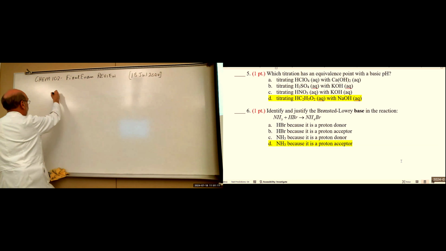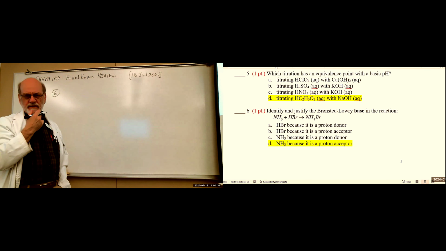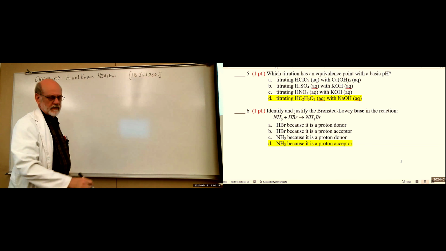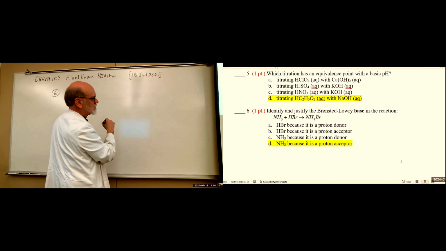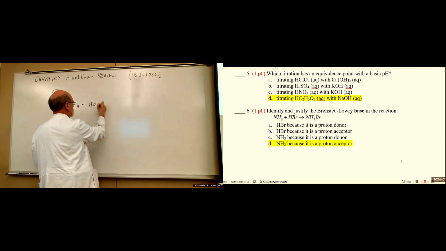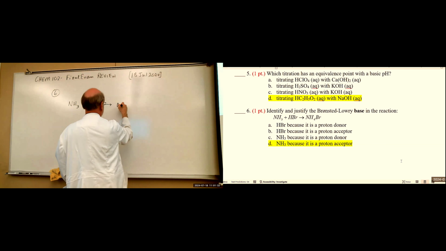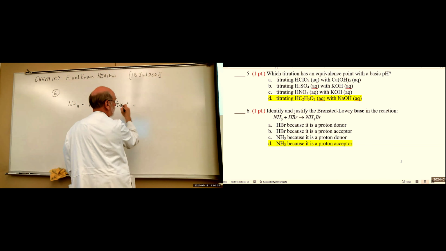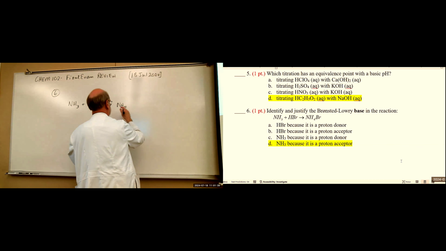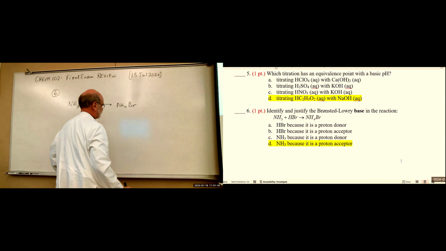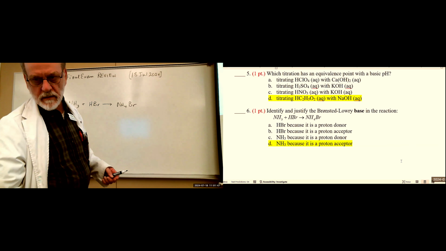Let's say 6. Identify and justify the Bronsted-Lowry base in the reaction. All right, let's see. We have this ammonia plus HBr, right? Strong acid is going to produce ammonium, and well, they don't separate. You just say this. Okay. So, there we go.